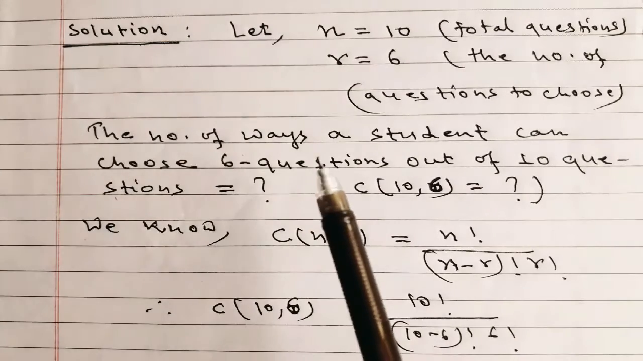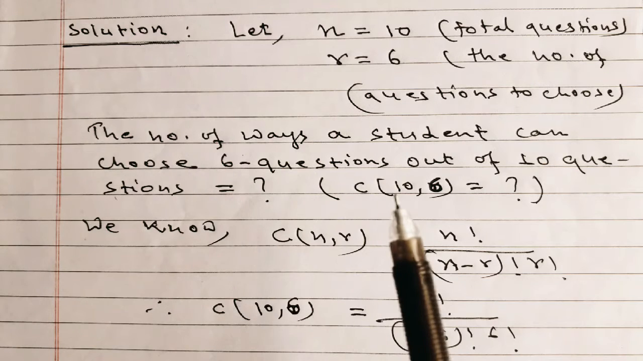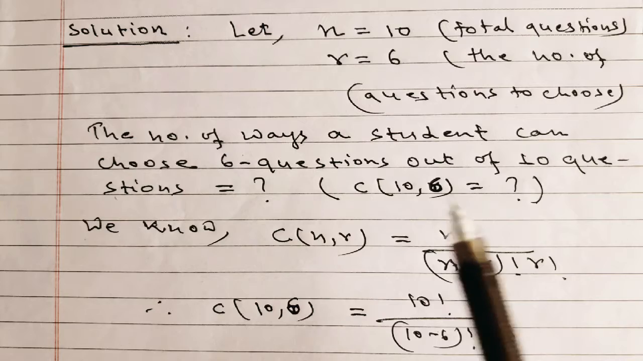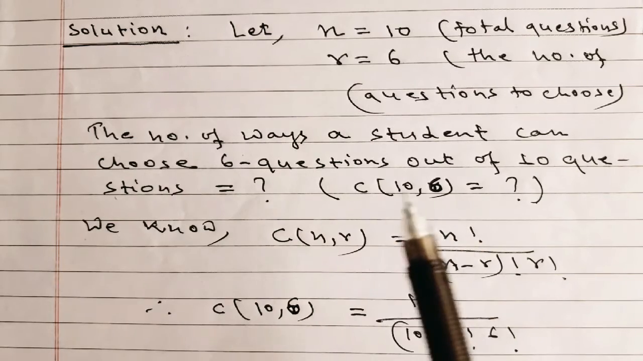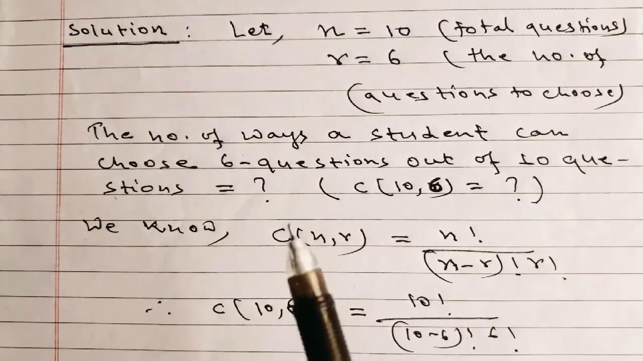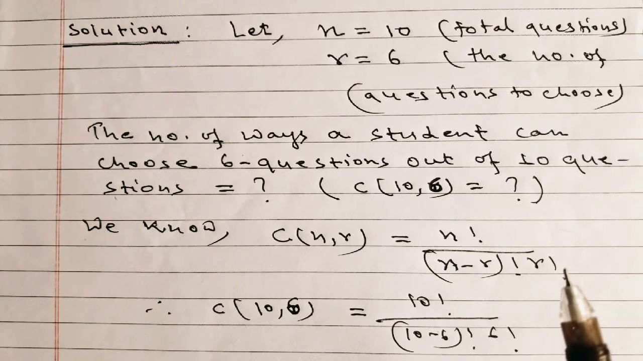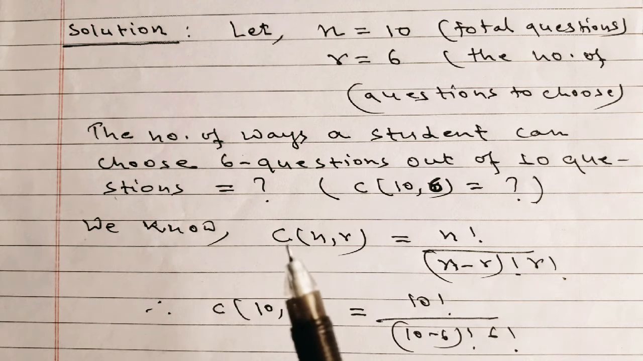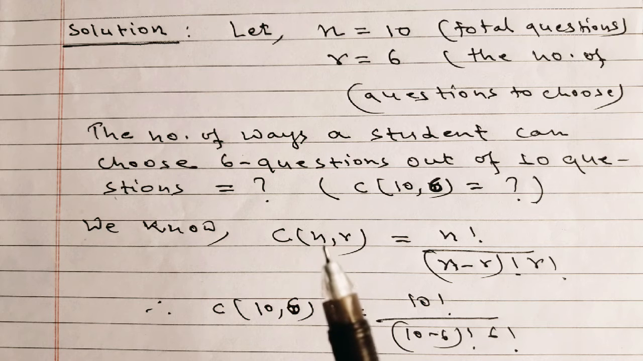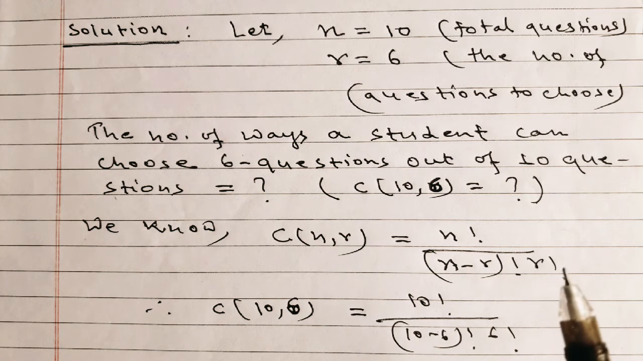The number of ways a student can choose 6 questions out of 10 is represented by C(10, 6). Using the formula of combination, C(n, r) is equal to n factorial divided by (n minus r) factorial into r factorial. That is, the selection of r objects from the total n objects is given by n factorial by n minus r factorial into r factorial.